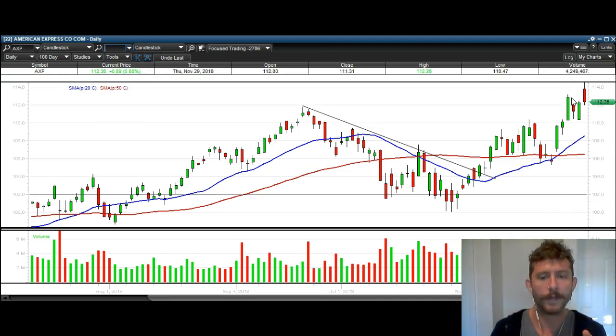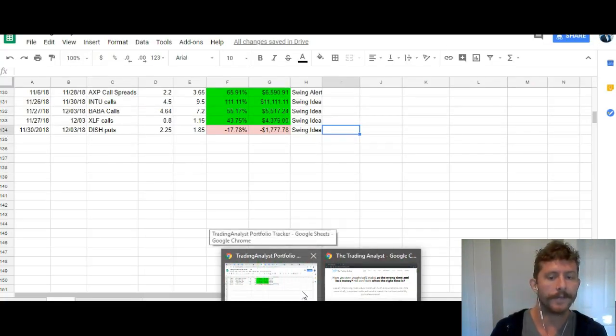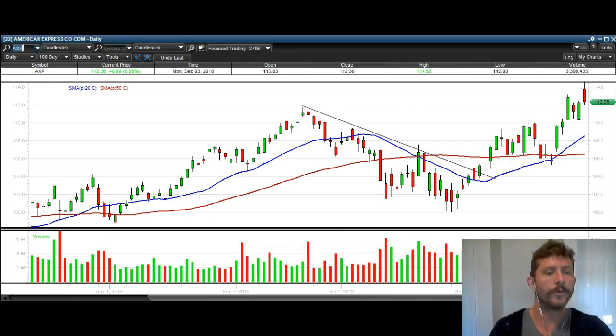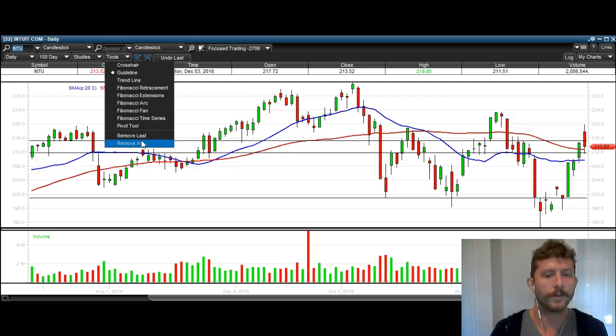A 70% win, and yeah, that's pretty much it. So the next trade, let me see here, is INTU. Really nice setup here. I'm going to get rid of some of these lines.